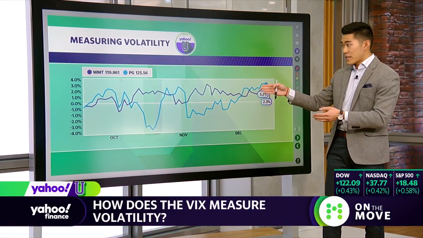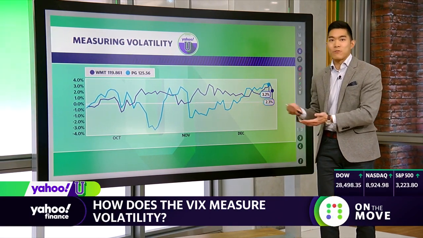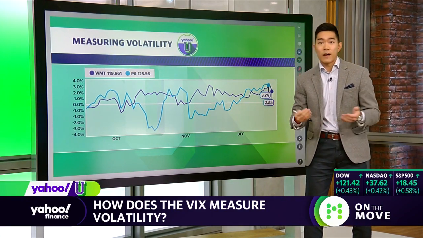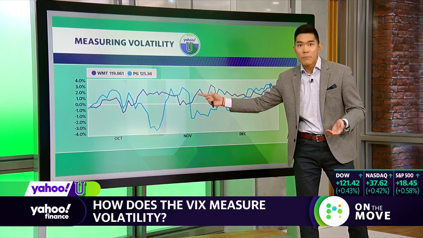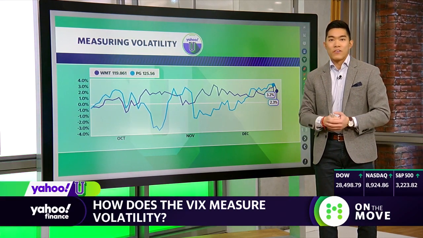But if you look at P&G, again, the blue line, it's been a rockier road to get where it's at right now. So in mid-October, the stock was down as much as 4%, and at the end of October, it was as high as almost 3%. So P&G might be what you call more volatile in this case.